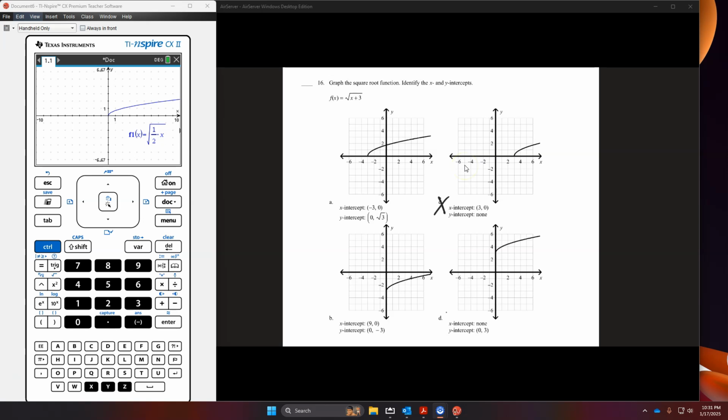Obviously it won't be D because it goes up. And it won't be B. So the only answer that it could be is (-3, 0) is the x-intercept and (0, square root of 3). So your answer is A.